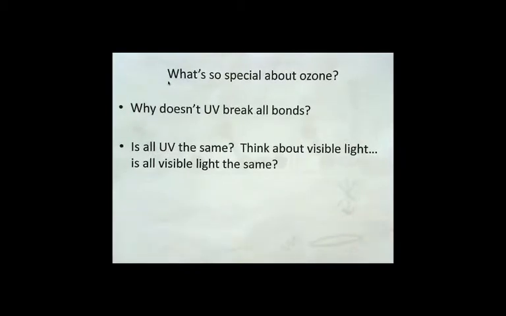Now, that's just the case of ozone. The question is, if ultraviolet light is capable of breaking an ozone bond, why doesn't ultraviolet radiation break all bonds? Or is all the ultraviolet radiation the same? If you think about visible light, we know that visible light isn't all the same. You can see it's a spectrum, the rainbow. You can see the different wavelengths, and we know that there's different energy associated with the different wavelengths. The red is longer wavelengths, so I would assume that has lower energy, and the violet is of shorter wavelengths, so that should be higher energy photons.